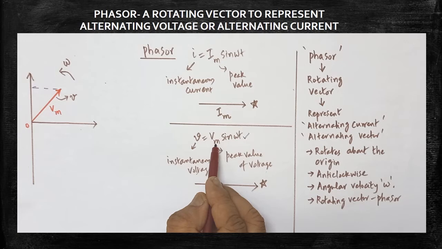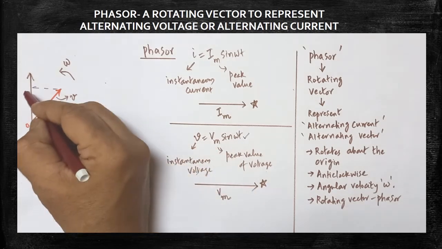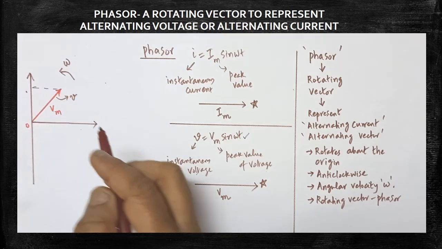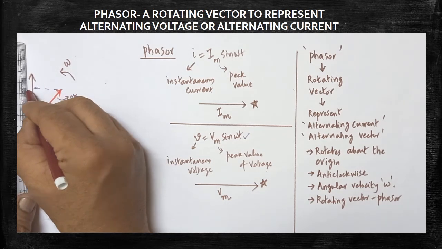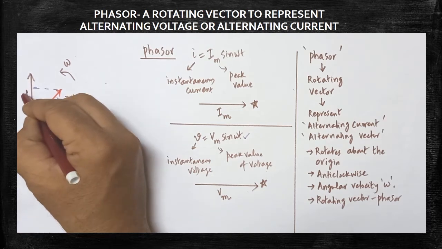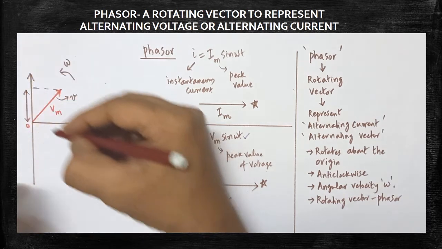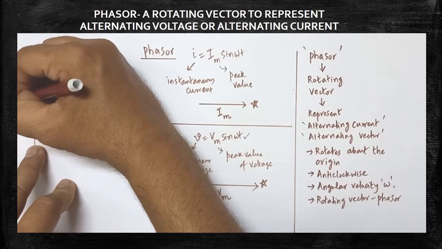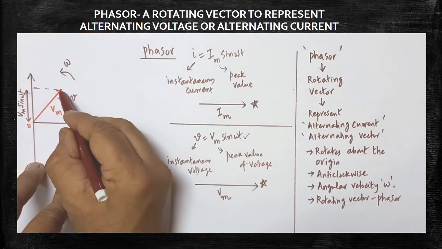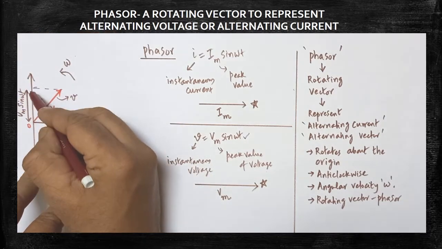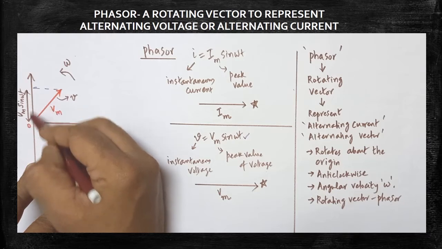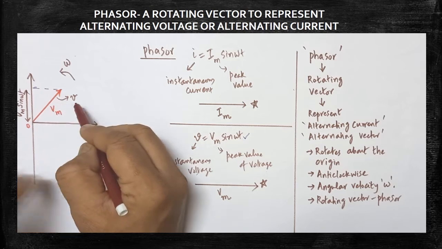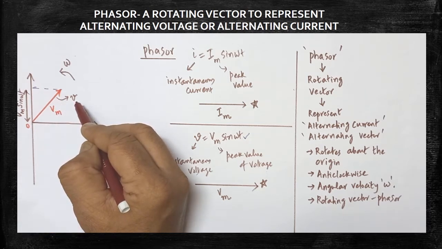This portion is Vm. This vector represents V. V is equal to how much? Vm sin omega t. Therefore, this portion, this length, will be equal to Vm sin omega t, since this one represents V. Understand the concept? And the length of this portion is Vm. This vector represents V. Be thorough with all those things.